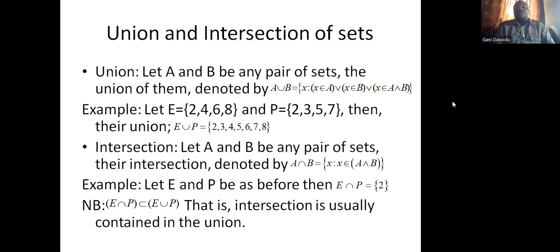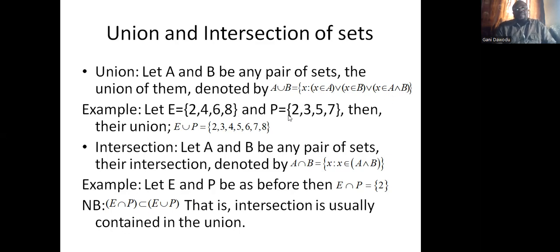All right. So we want to start from union this time around. Union and intersection of sets. Let A and B be any pair of sets. The union of them, denoted by A union B, is simply that. That is, the collection of x's that are strictly in A or strictly in B or in the overlap of A and B. That means they are in both A and B.